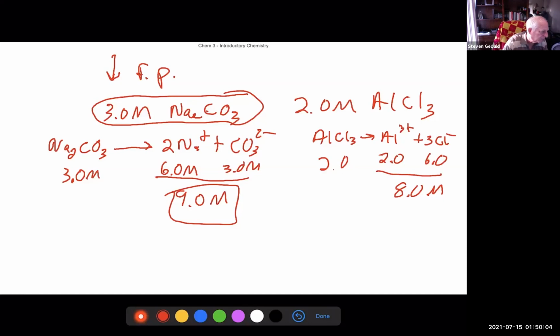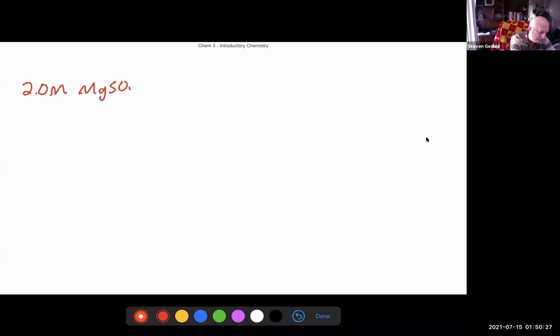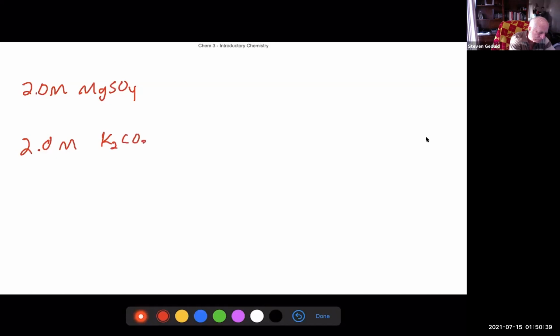Okay. Let's do one more example of this one. Then we'll go on to osmotic pressure. Okay. We're going to give you three solutions. We're going to give you 2 molar magnesium sulfate. We're going to give you 2 molar potassium carbonate. And we're going to give you 3.2 molar ammonium chloride. And which has the lowest freezing point and which has the highest freezing point? We're looking for freezing points.